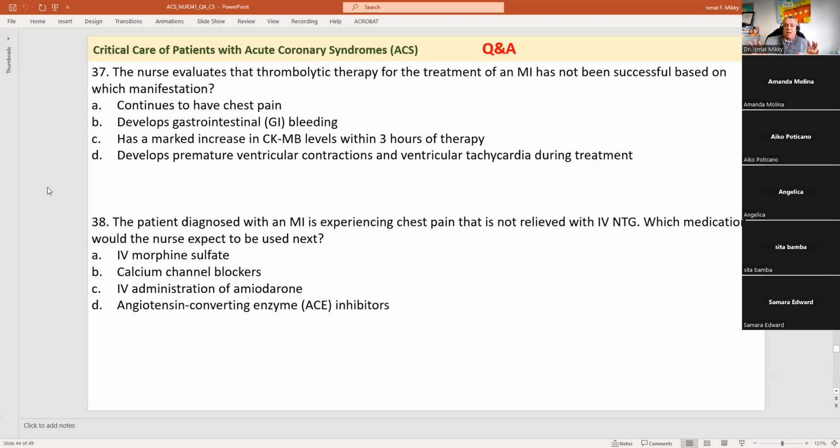So only provide the correct answer, the letter, like C or D or A, and then provide your short explanation why this is the correct answer. 37.